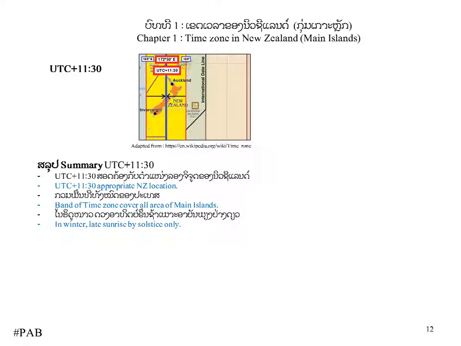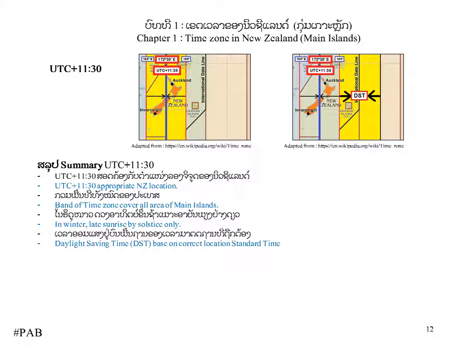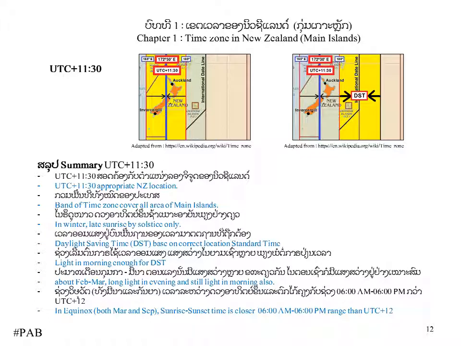In winter, late sunrise is by the solstice only. Daylight saving time is based on the correct location standard time. Light in the morning is enough for daylight saving time. About February, March, there is long light in the evening and still light in the morning also. In the equinox, sunlight and sunset time is closer to 6 a.m. and 6 p.m. than with UTC+12.